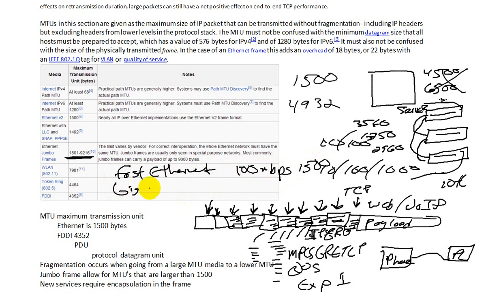Gigabit Ethernet, Gig-E, can go above that. Okay, 9216 is its maximum MTU. Now, because we're still going to be using 802.3, the IEEE standard that Ethernet follows, there's still going to be some hindrances for that.